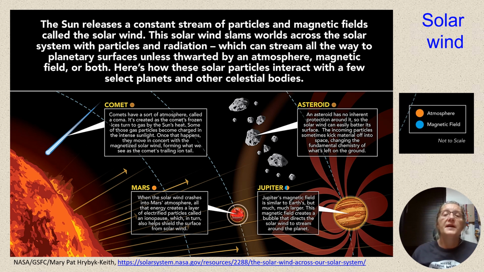So in particular, planets with atmospheres and magnetic fields can be heavily affected during times of strong solar events. And we get the aurora borealis and the aurora australis, and all planets with magnetic fields have these aurora events because of this magnetic field and the event of solar wind.